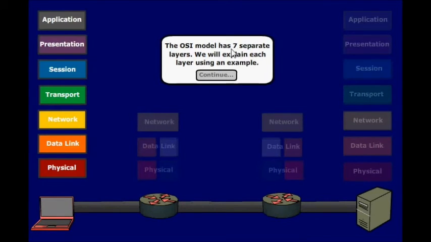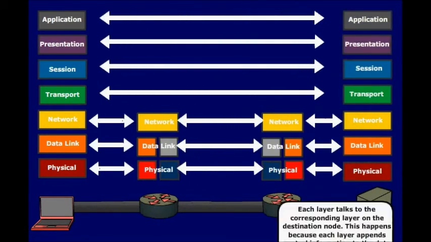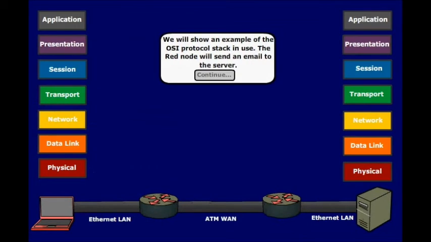There are 7 separate layers of the OSI model. Each layer talks to the corresponding layer on the node of the destination. Now let us see the OSI stack used to send email from a PC to the server.